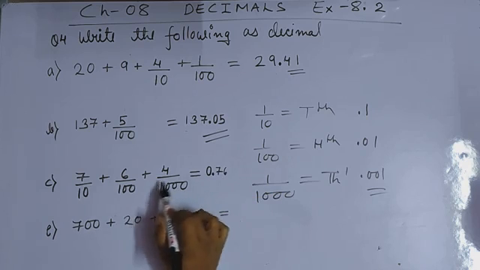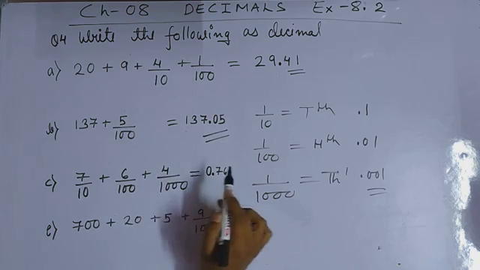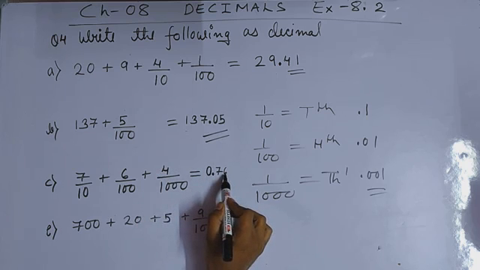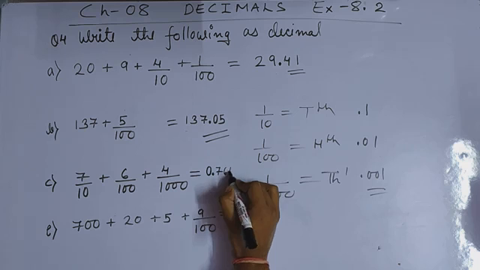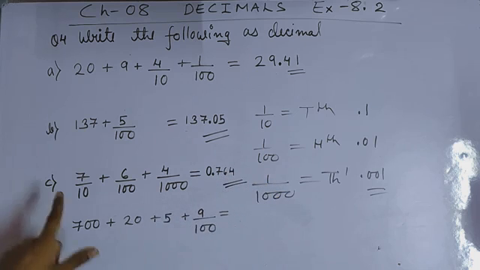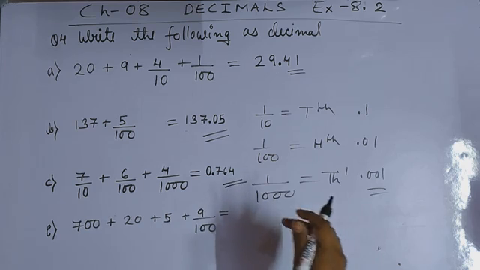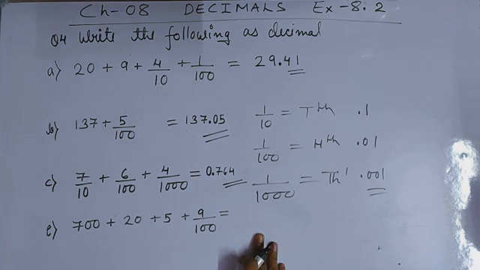After that, 1/1000, which represents the 1000th place. In the 1000th place there is 4. So this is the 100th place, which is occupied by the 6. After that the 1000th place will come, and in that place there will be 4. So this will be the answer for 7/10 plus 6/100 plus 4/1000, the decimal number for this C part, which is 0.764. I hope you understood the concept here also.